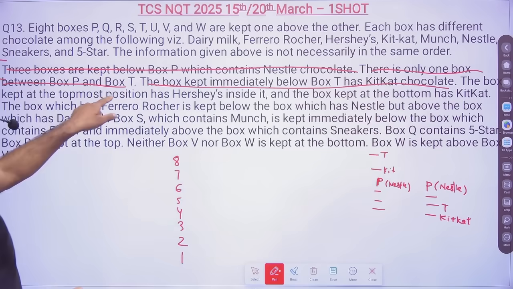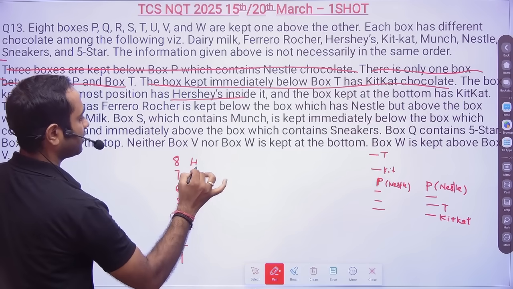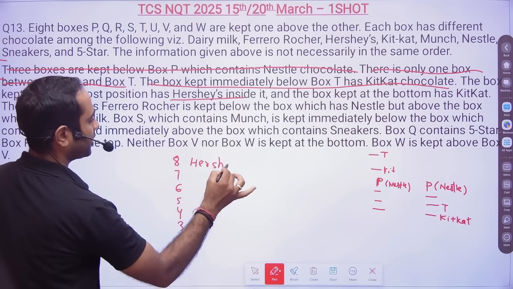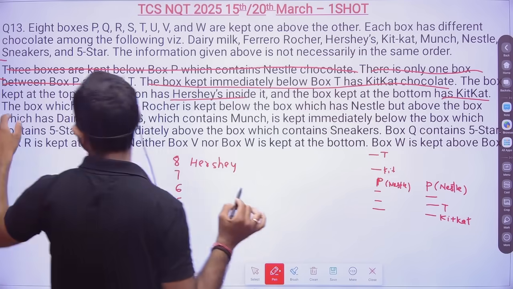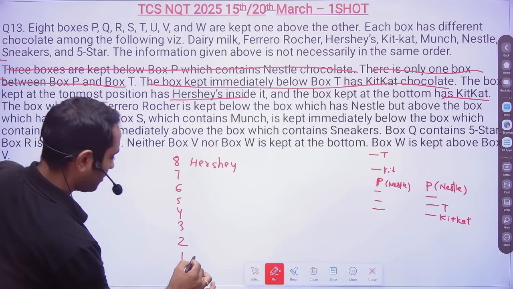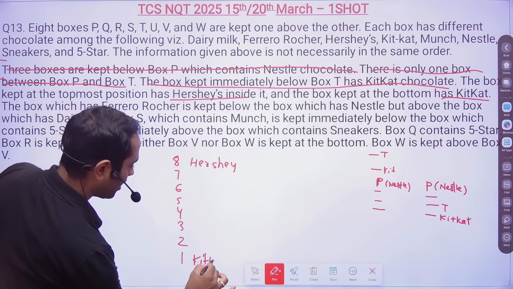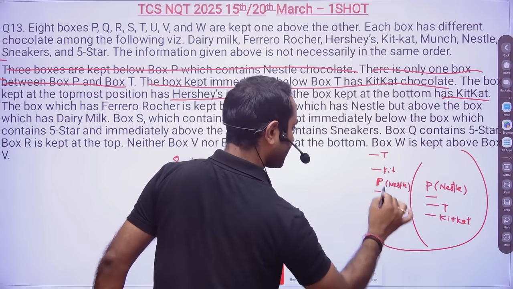The box kept at the topmost position has Hershey inside it. So the box kept at the top has Hershey inside it, and the box kept at the bottom has Kit Kat. The box kept at the bottom has Kit Kat. So here it is Kit Kat. Now could you see if you are able to relate? Aha. So this is correct. This is wrong.